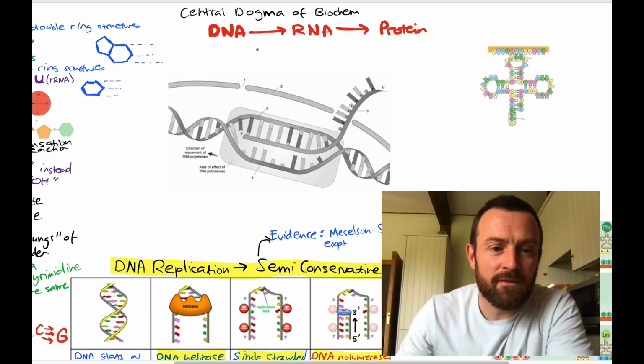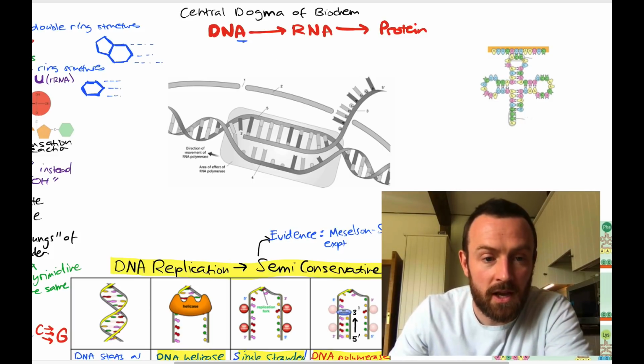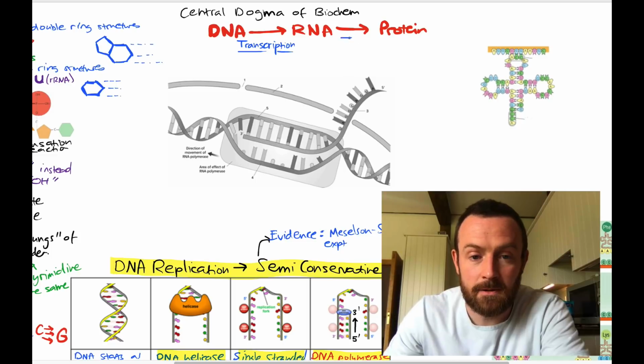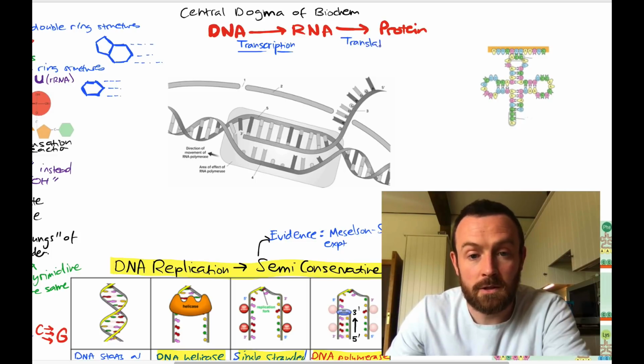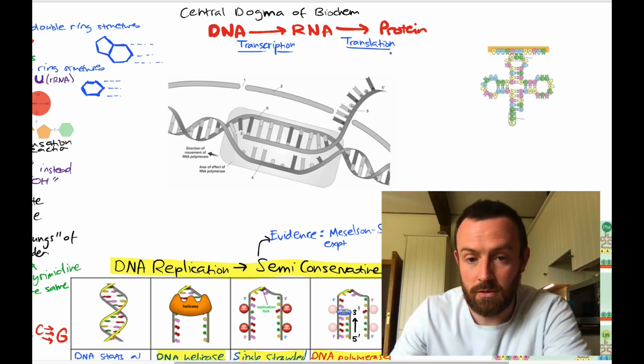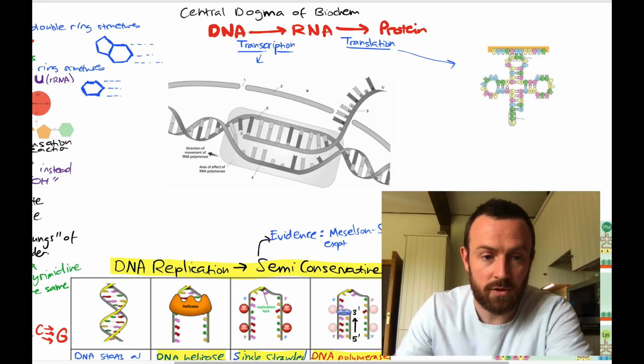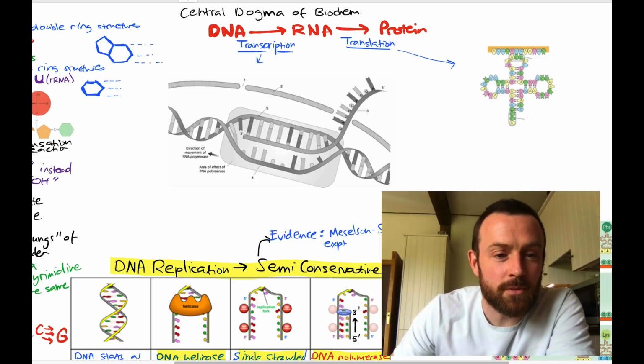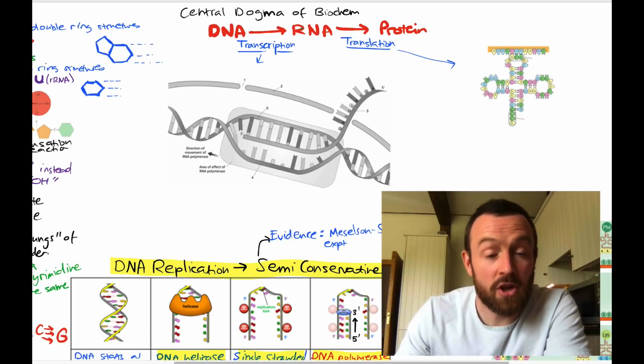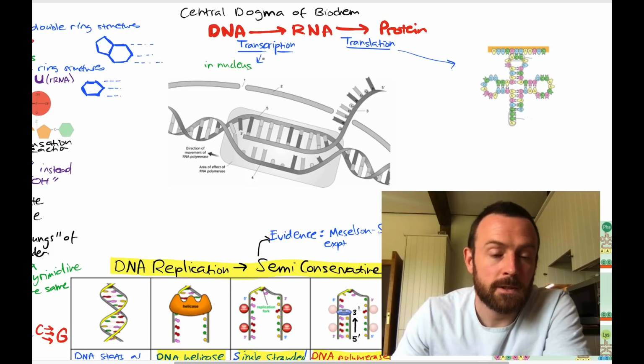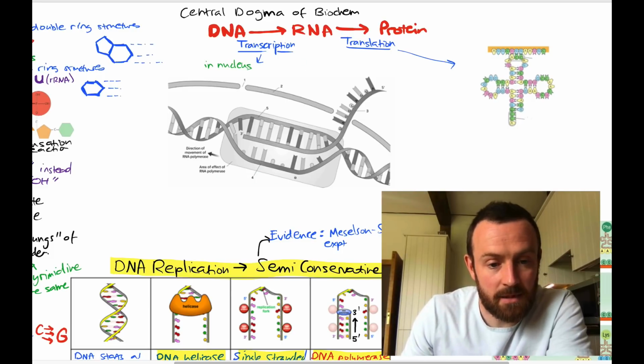Now for that first step, DNA into RNA, we have the process of transcription, which is shown below. And then the second stage is going to be translation, which is shown over here. This is all to do with translation, all this is to do with transcription. So transcription is when DNA turns into RNA, and it happens in the nucleus. And the main enzyme involved is RNA polymerase.